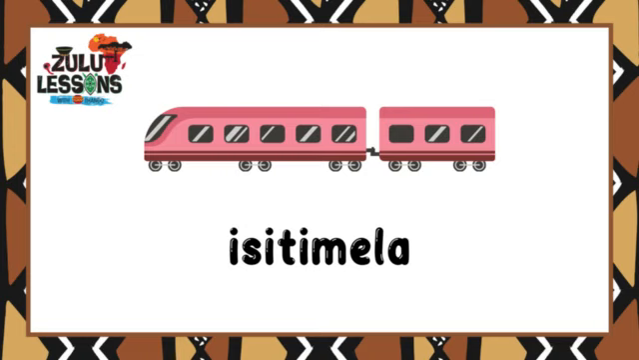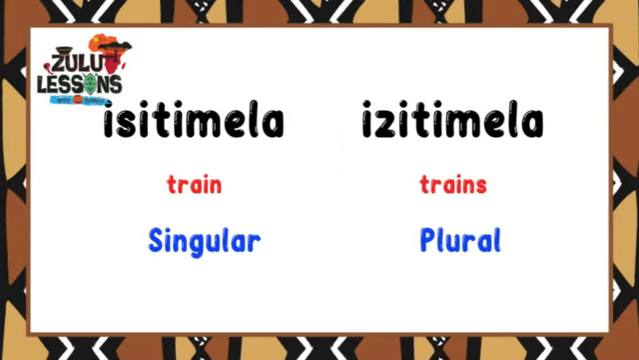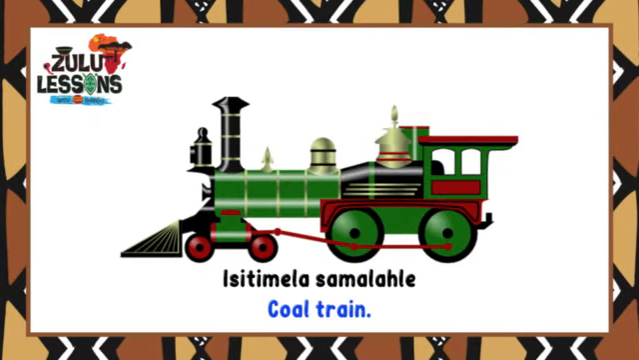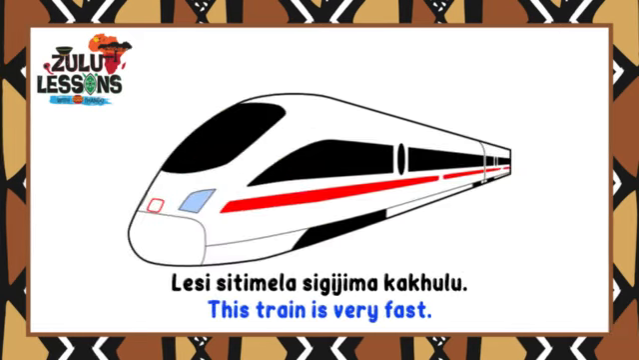A train. A train is isitimela. The plural, so trains, is izitimela. Let's make an example. Isitimela samalahle. A coal train. Stimela. Oh, okay, let me behave myself. There is a song, I'm going to link it in the description box by Baba Hugh Masekela. Great song. So check it out. Stimela samalahle. Lesi sitimela sigijima kakhulu. This train speeds, or basically this is a speed train.